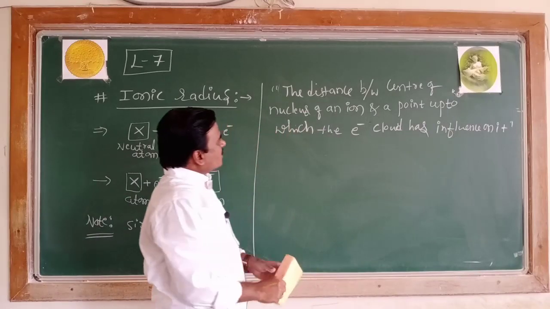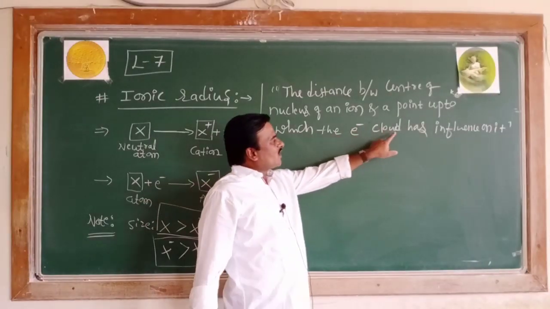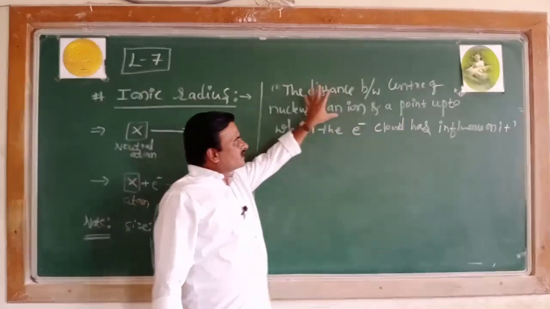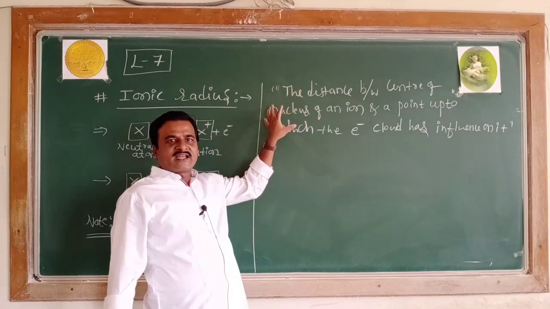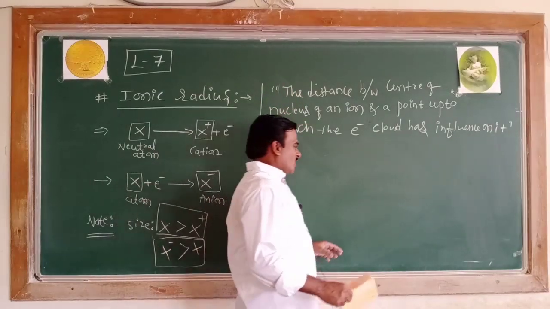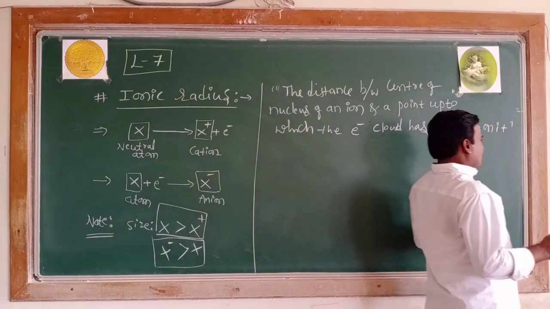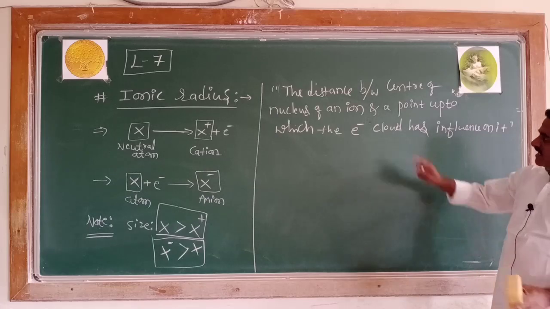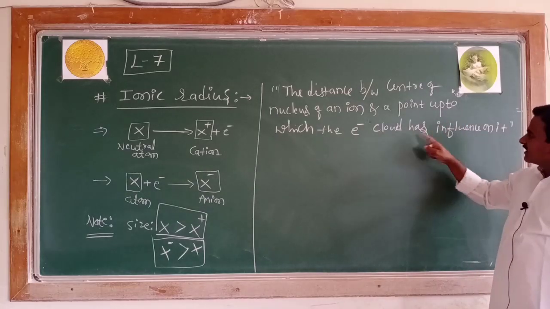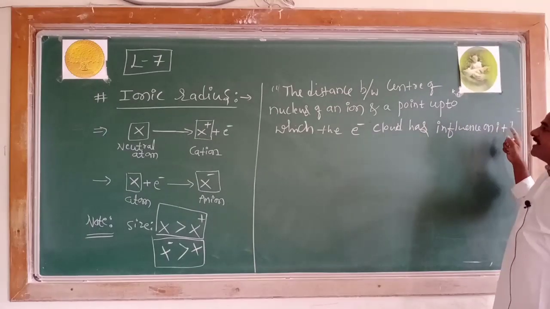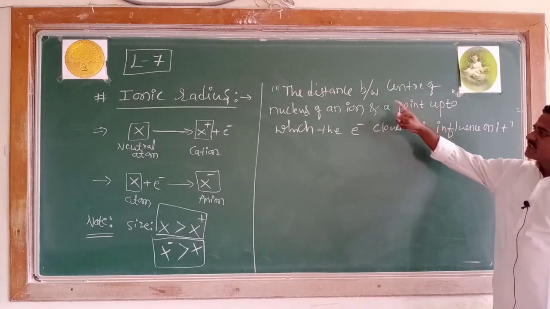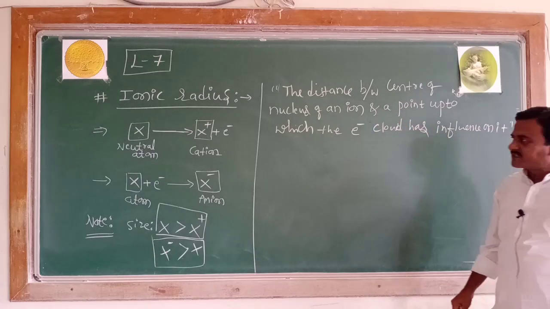The distance between the center of the nucleus of an ion and a point up to which the electron cloud has influence on it is the definition of the ionic radius. I repeat, what is ionic radius? Ionic radius is nothing but the distance from the center of the nucleus of an ion and a point up to which the electron cloud has influence on it.